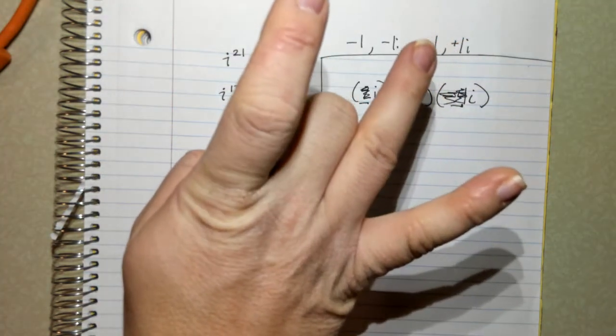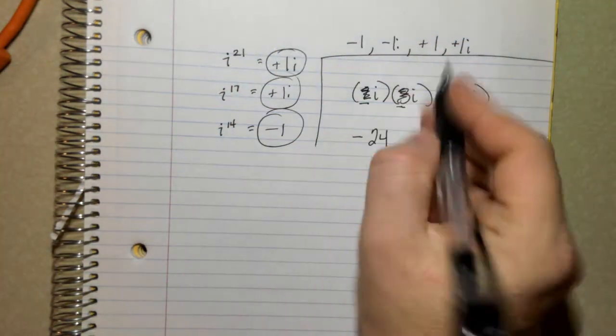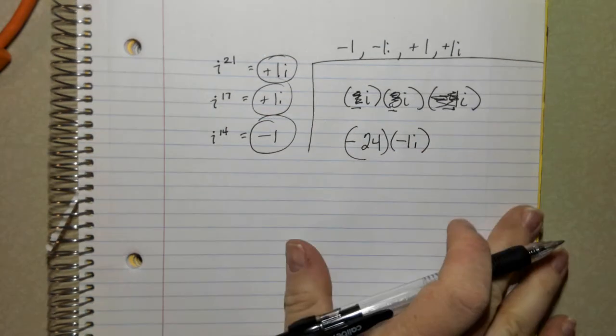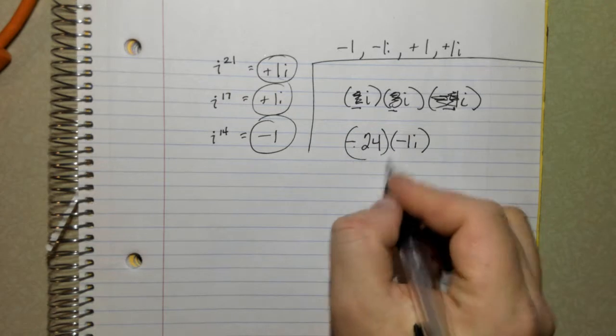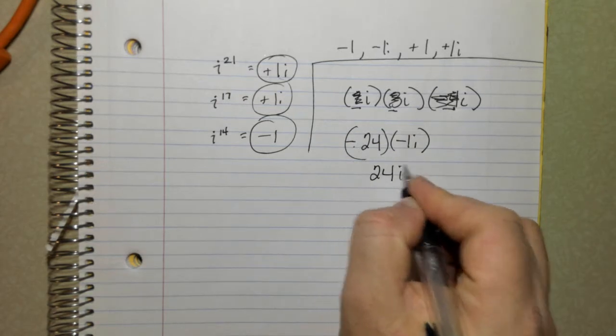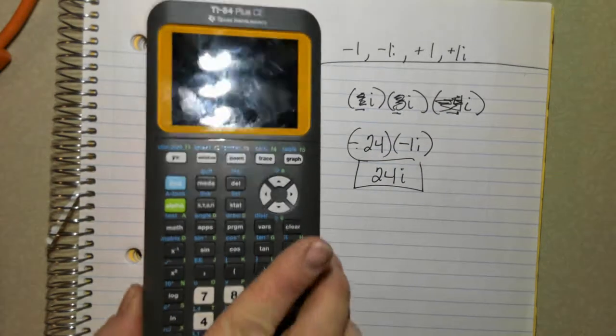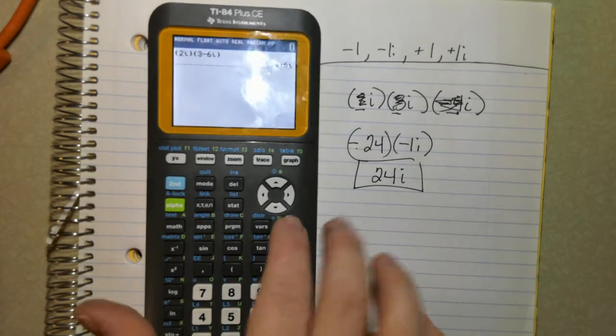What number in the sequence is it? Second. So I'm going to take this times -1i. A negative times a negative is a positive, and 24i would be our final answer. Grab your graphing calculator, please. Turn it on and press clear.